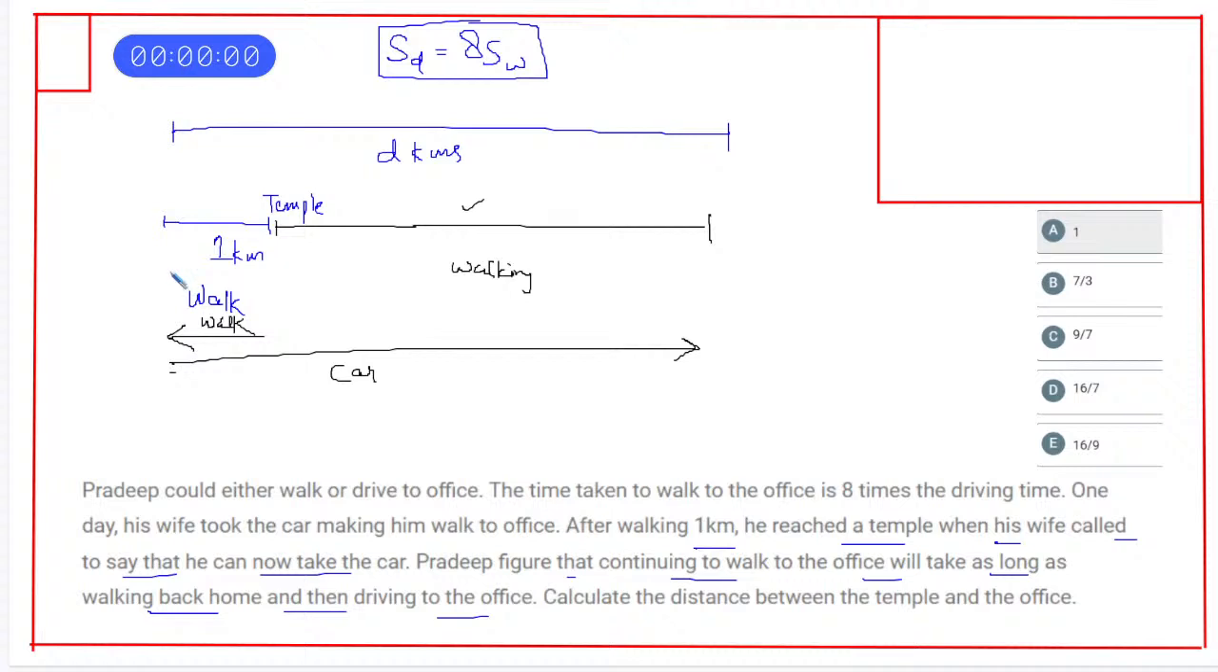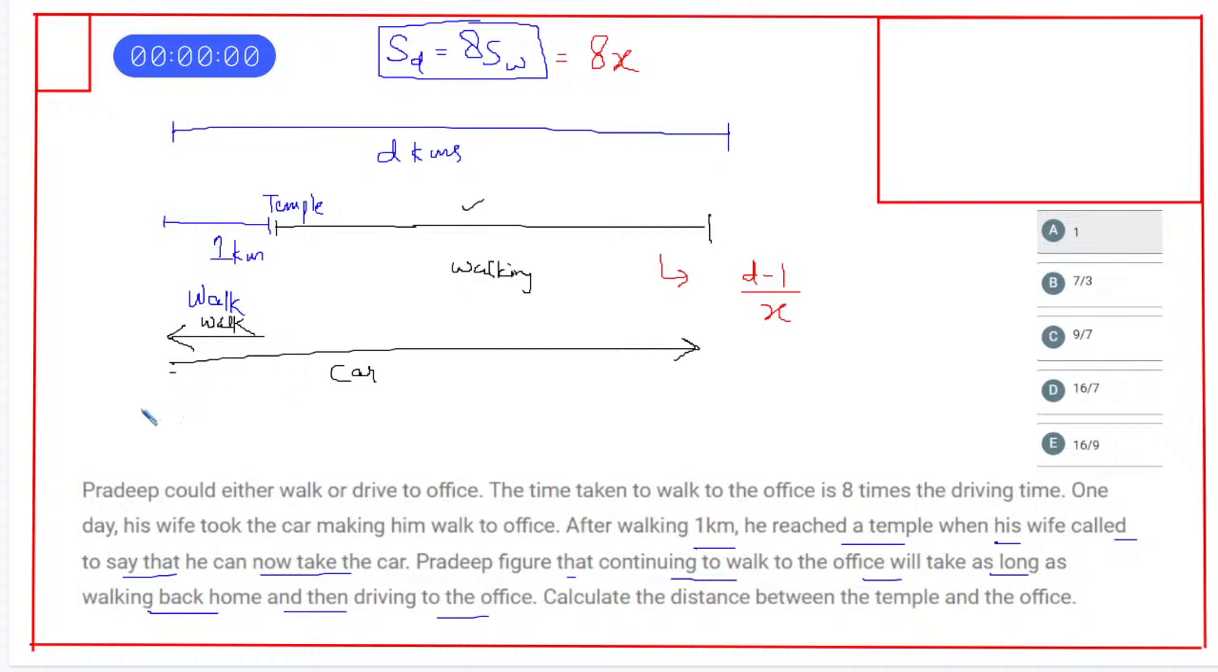So let's just do this. We have to balance the time. So time taken in this case is what? The distance covered is d minus 1 kilometers divided by the walking speed. Let's suppose the walking speed is x, so I can say the driving speed is 8x.